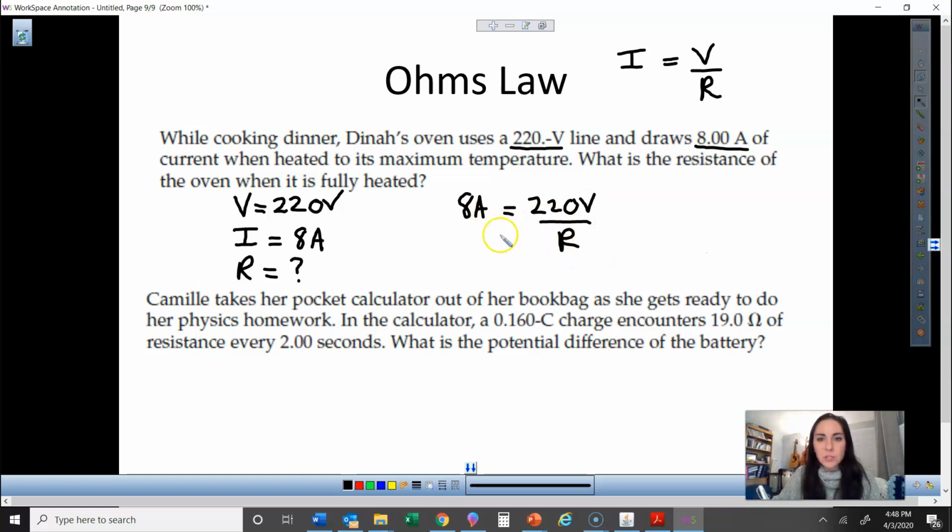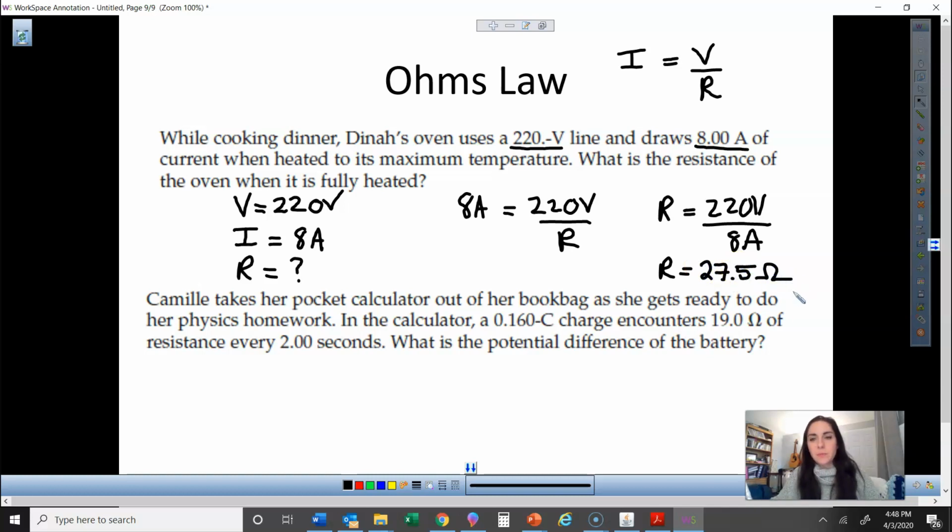If I do that switch, which I like to do a lot, the resistance of this is going to be 220 volts divided by 8 amps. I'll go ahead and do that calculation for you. So the resistance is 27.5 ohms. And there you have it.